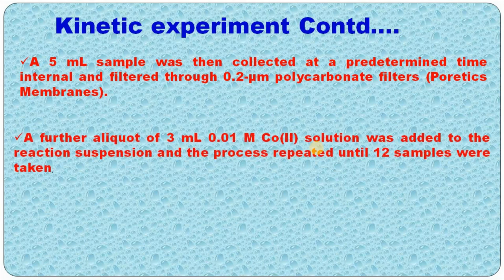Then a further aliquot of 3 ml cobalt solution was added to the suspension and let it equilibrate. Then a sample was collected at a predetermined time interval, and this process was continued until 12 samples were taken.